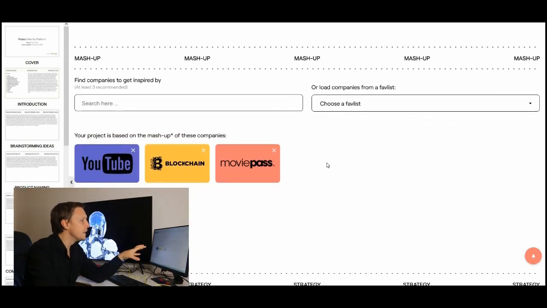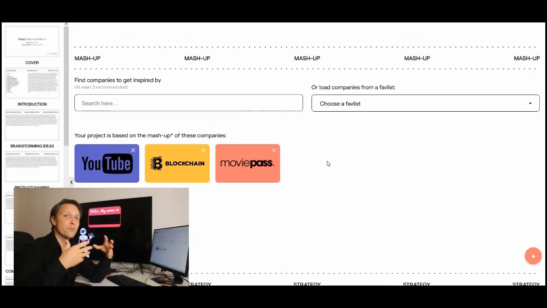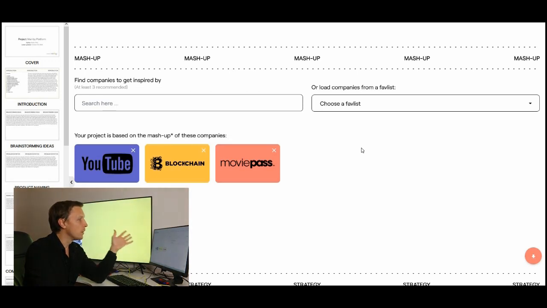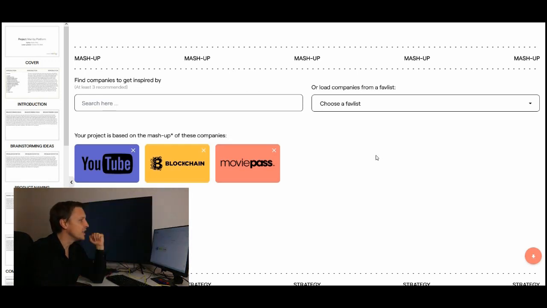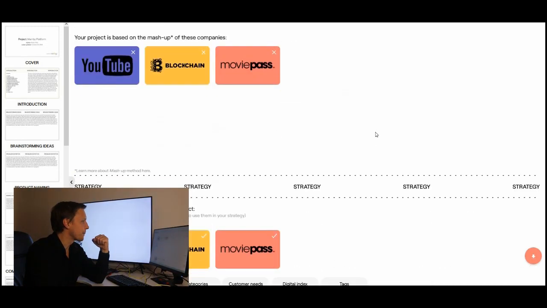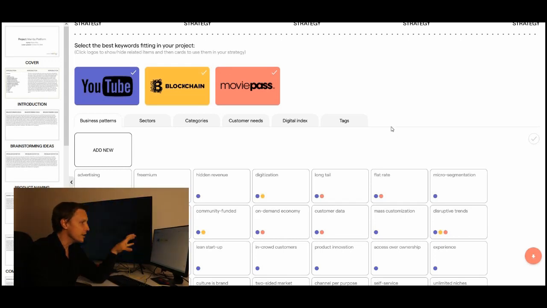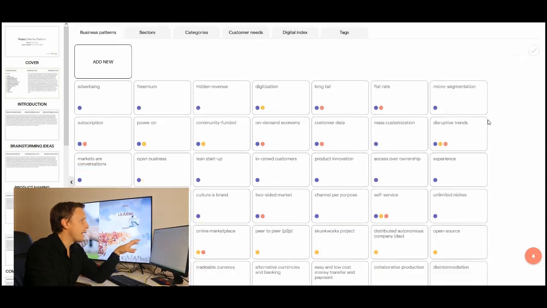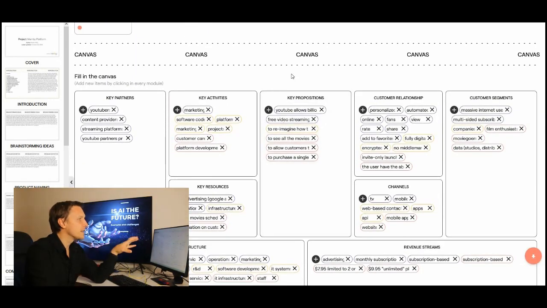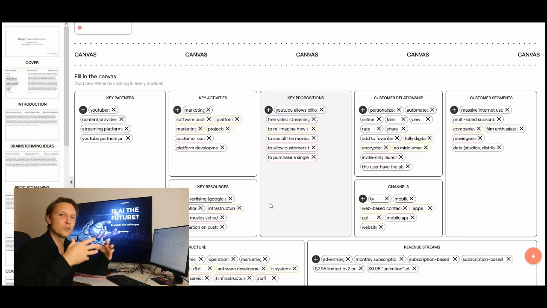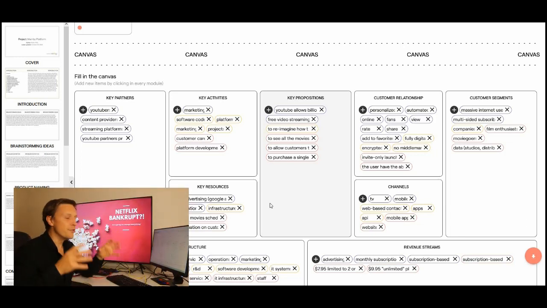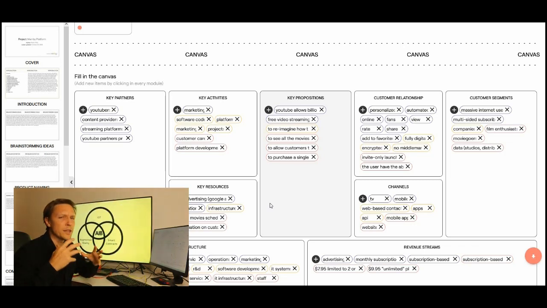But this I really like, because then the AI told me three companies that are going in the direction that I want to go to. The three companies were YouTube, blockchain, and MoviePass. MoviePass I actually didn't know, living myself in Austria. But when it came to strategy, they added those three companies here, and I got some business patterns, and then I could fill out this business canvas with the information from those three companies. I think this is quite useful, because you get really some insights into the companies and you get some ideas for every part of this business canvas.